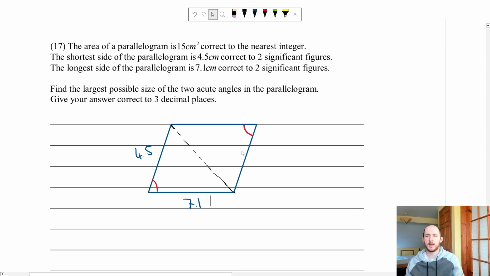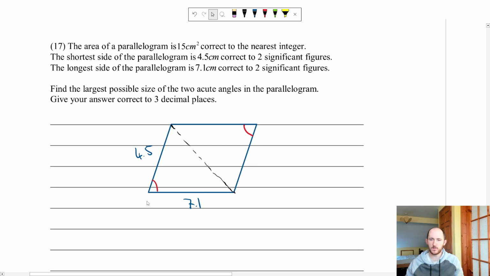Now, why is that good? Because that means each half is going to get 7.5 or 7.5 centimeters squared of this area. Okay, so that depends on if I'm taking the upper or lower bound, because again it says correct to the nearest integer, but half of that is here, half of it is here. Okay, so I'm not going to use it just yet. Find the largest size of 2 angles.